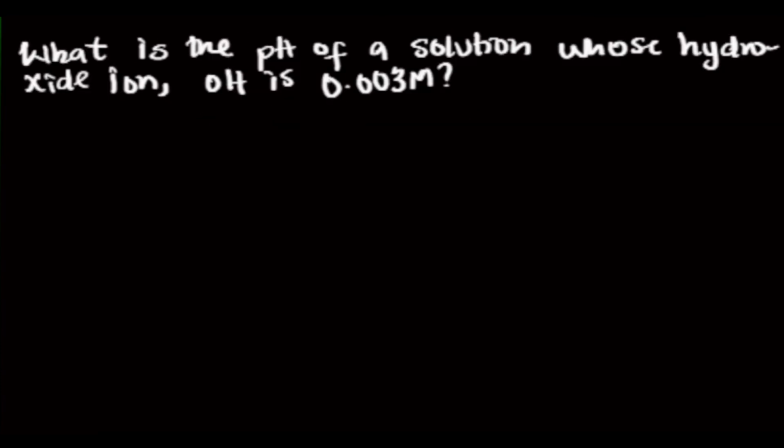The question says, what is the pH of a solution whose hydroxide ion is 0.03 molar? So it's very, very simple. The formula you're going to use here is going to be pH is going to be equal.